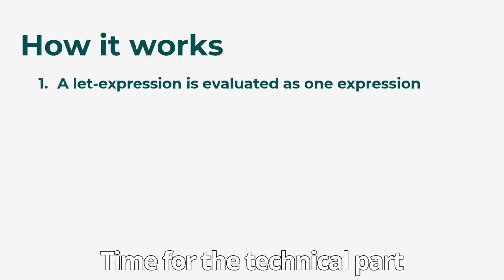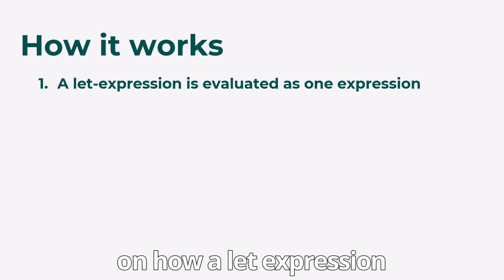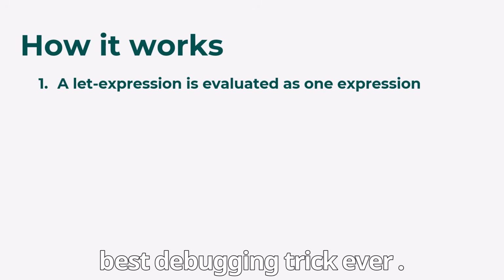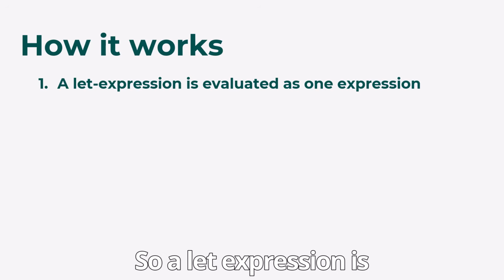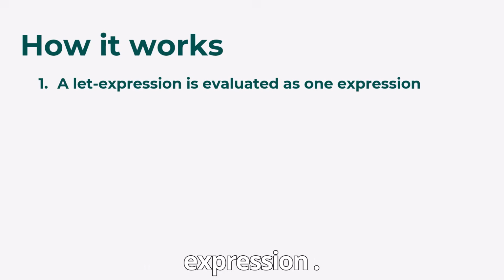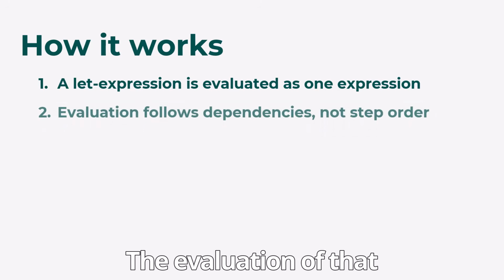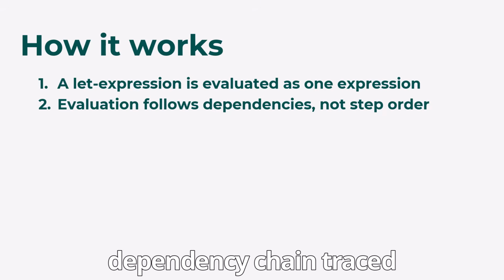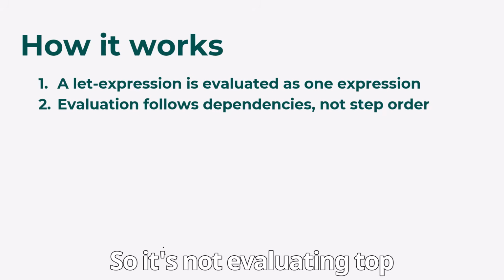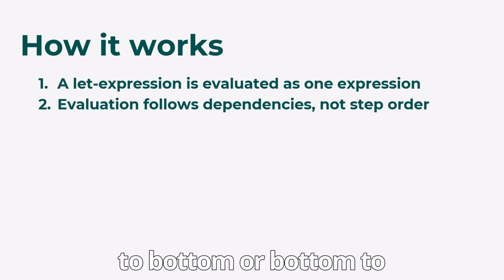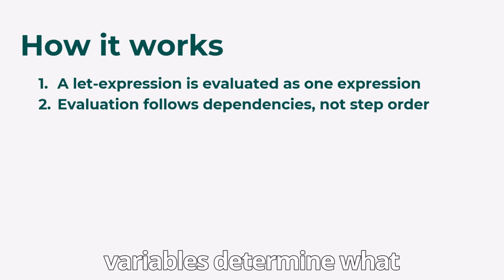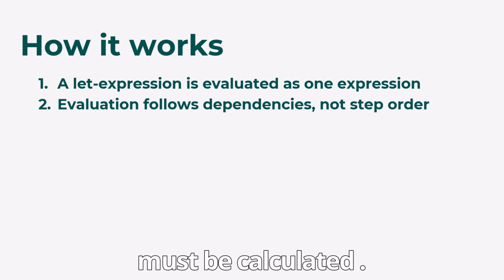Time for the technical part on how a let expression works, before I share the best debugging trick ever. So a let expression is evaluated as a single expression. The evaluation of that expression follows the dependency chain, traced back from the in clause. So it's not evaluating top to bottom or bottom to top. Dependencies between variables determine what must be calculated.